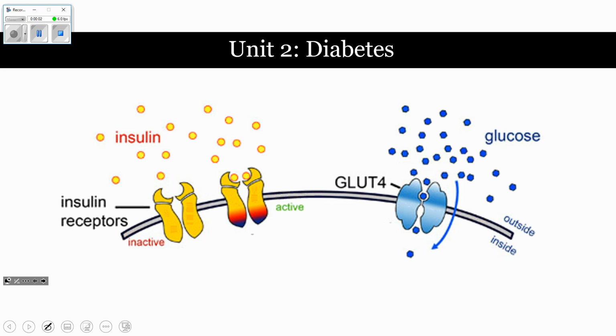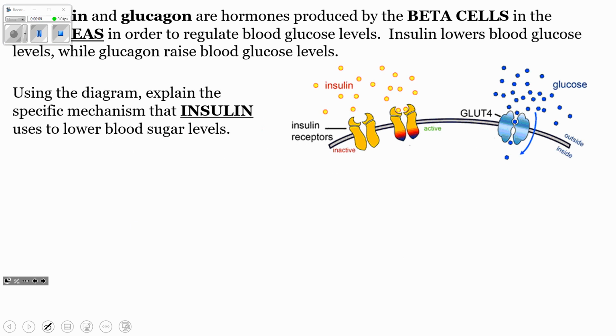Hello, this is a review for Unit 2 Diabetes for the PLTW PBS course. Our first review question was talking about the relationship of insulin receptors and then also the GLUT4 transporter. If we're looking at our picture to the right, you'll notice that the insulin is going to be represented by those yellow dots. Insulin, remember, is going to be a hormone and it helps to lower blood sugar.